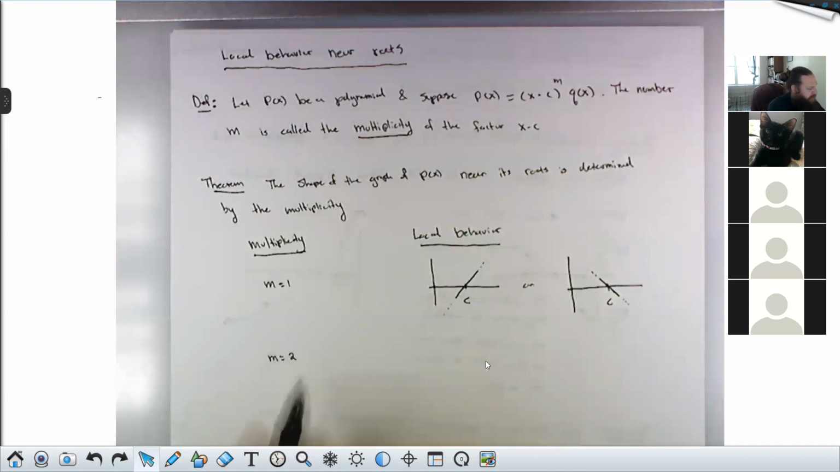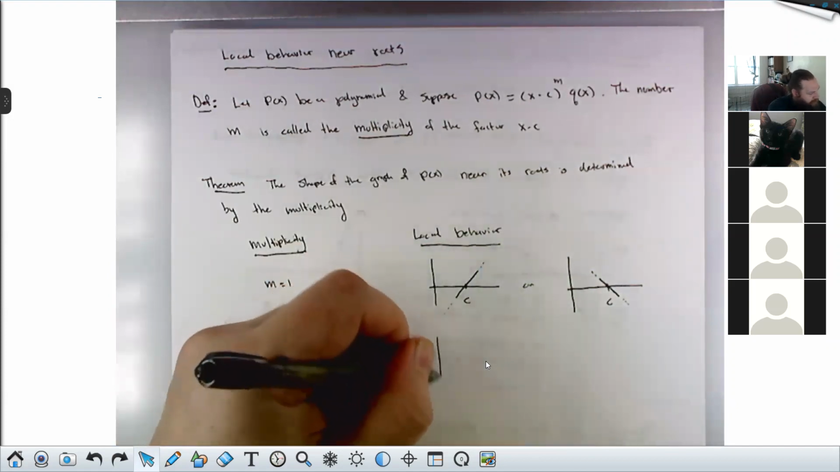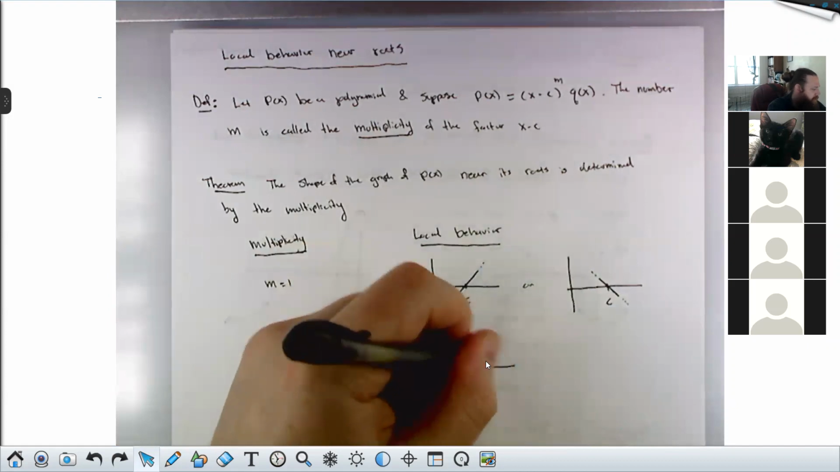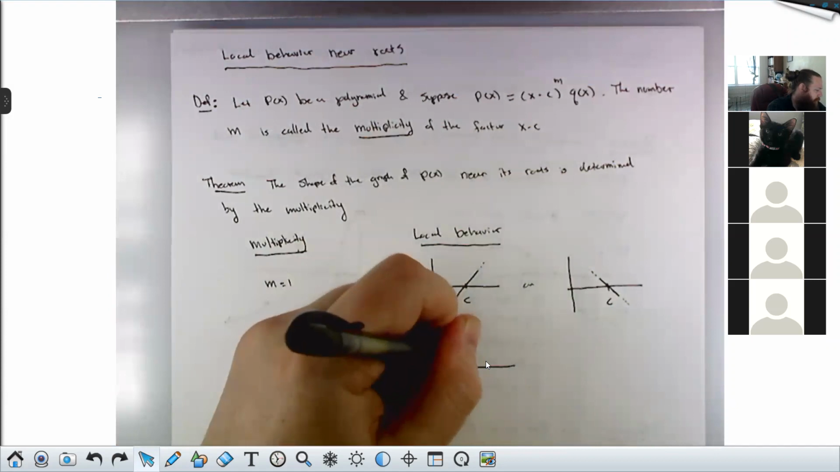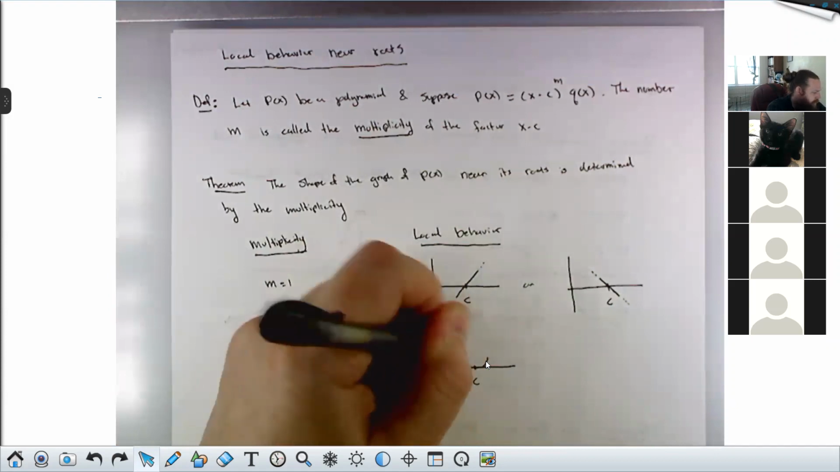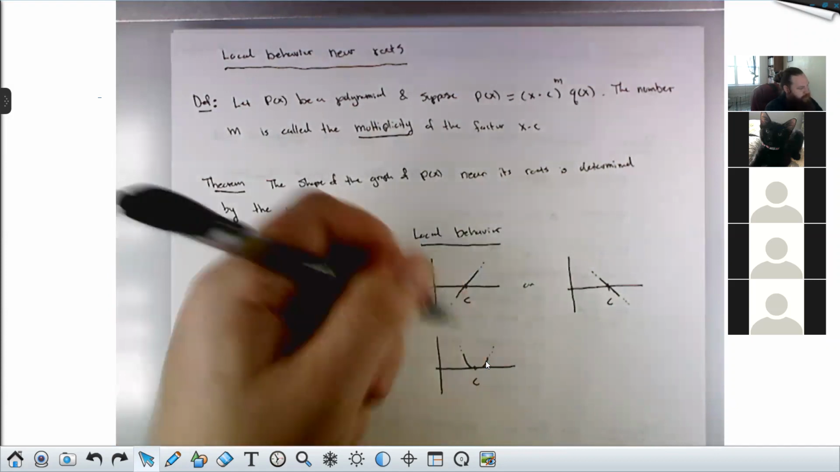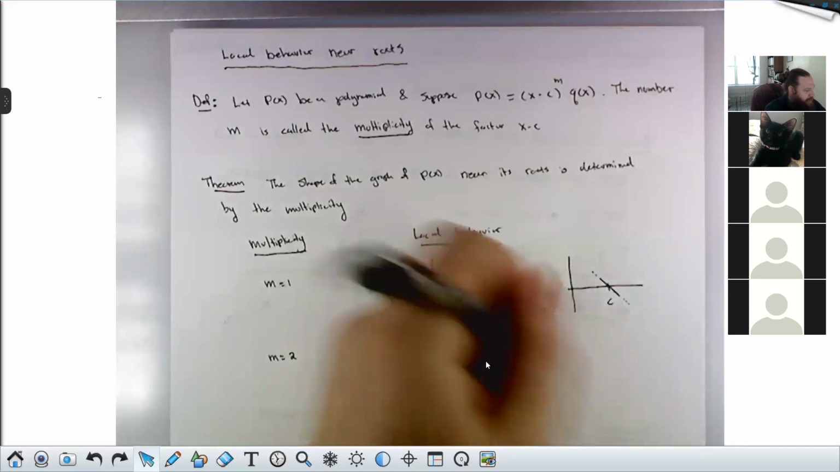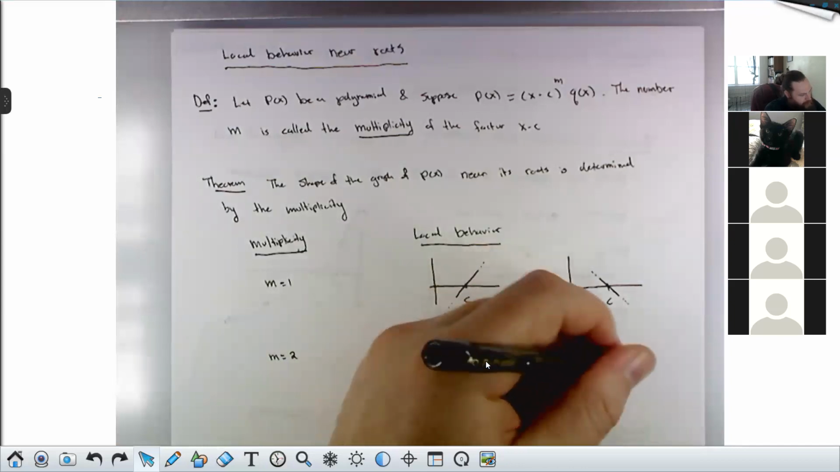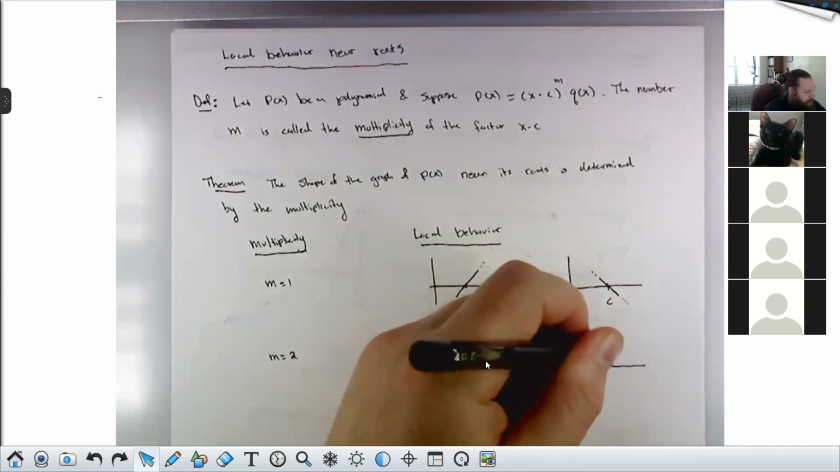The parent function x squared, you know what that looks like near 0. Well, that means that any polynomial with a multiplicity 2 root, at least near that root, will look like this. It'll bounce off the axis in a kind of parabolic shape, either from above to above or from below to below.